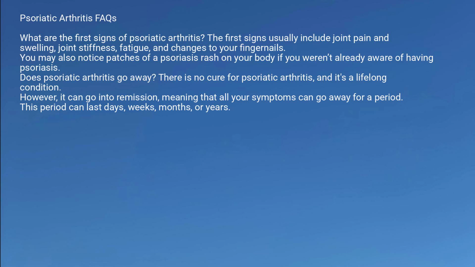Psoriatic arthritis FAQs. What are the first signs of psoriatic arthritis? The first signs usually include joint pain and swelling, joint stiffness, fatigue, and changes to your fingernails. You may also notice patches of a psoriasis rash on your body if you weren't already aware of having psoriasis.